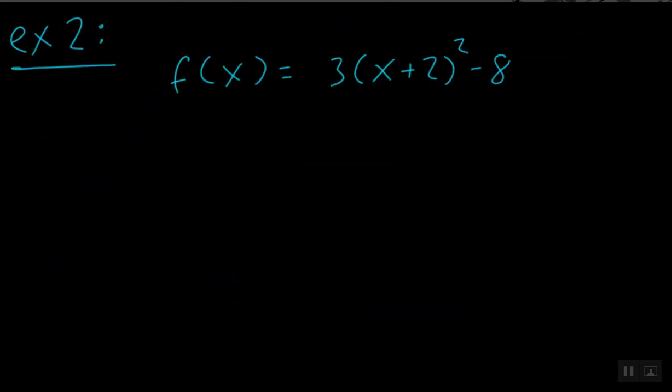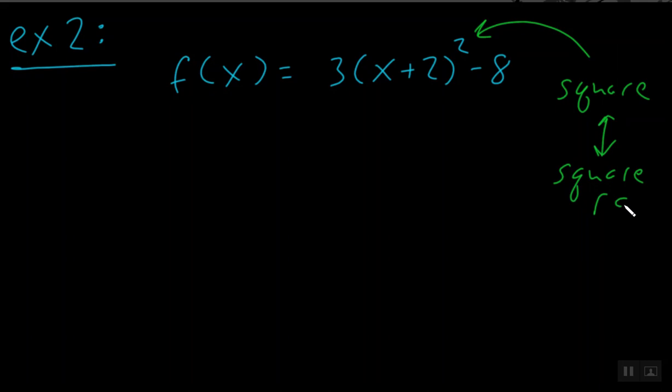Okay, in example 2, what do we see? Well, we see f of x is equal to 3 parentheses x plus 2 squared. And I'm just going to take this note over here and say, hey, look, we have a square. What is the inverse operation of a square? Well, it is in fact a square root. So this is the exact opposite of the problem that we worked with before.